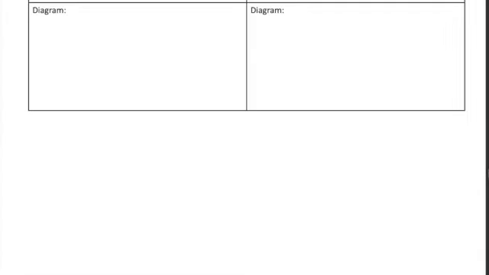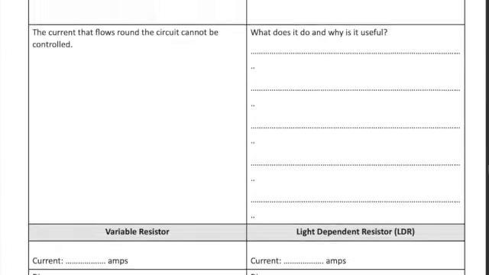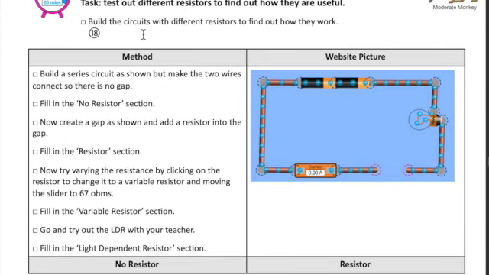Okay, so you're able then to do all of them apart from the light dependent resistor, which I just want you to ignore for now. So if you pause the video, go through this method step by step and just follow it carefully, and you should be able to fill in all three of those. The only one you're leaving is the light dependent resistor.